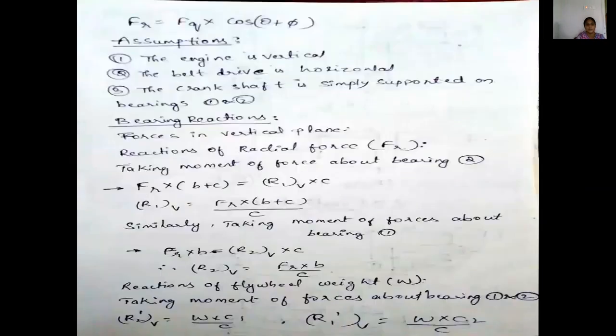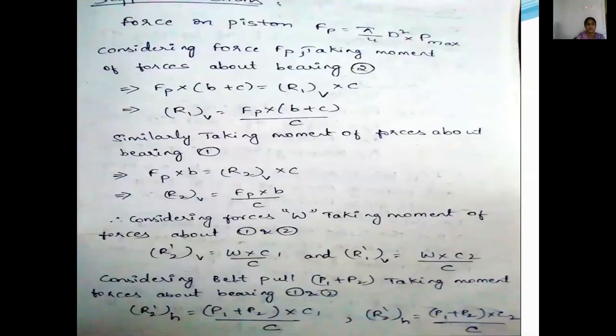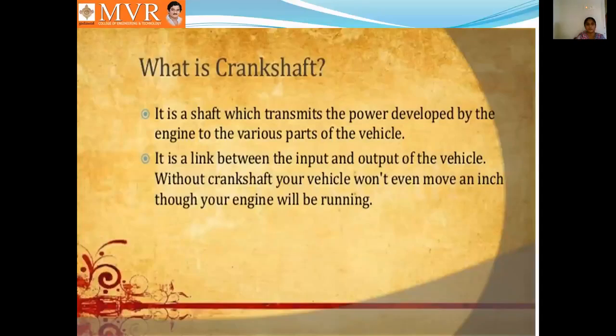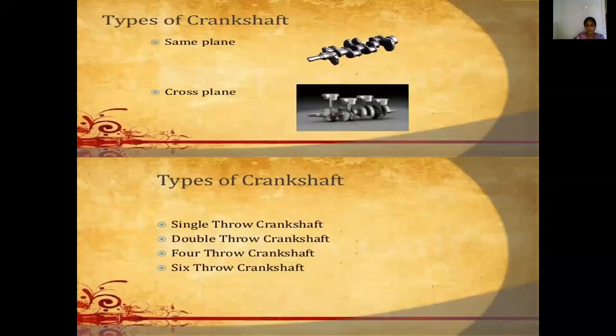From the first onwards, we will once revise what we have taught in the previous classes. Okay. We are learning about the crankshaft, the design process of the crankshaft. That's why we should know what is meant by crankshaft. What is crankshaft? Crankshaft is a shaft which transmits the power developed by the engine to the various parts of the vehicle. It is a link between the input and the output of the vehicle. Without crankshaft, our vehicle won't even move an inch though our engine will be running.